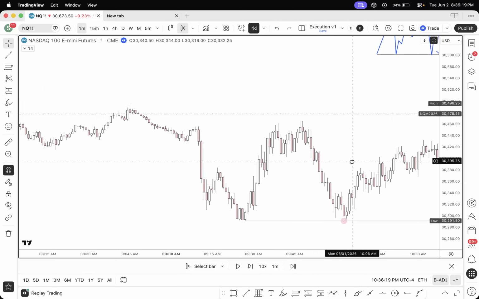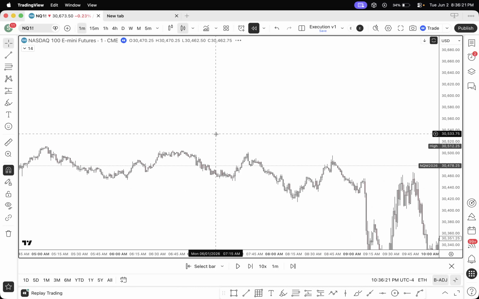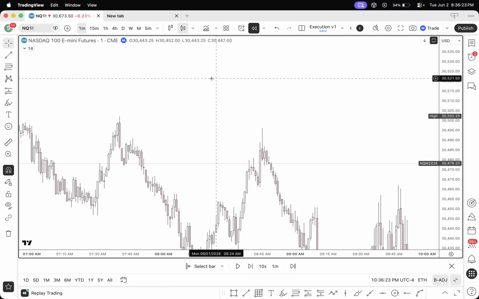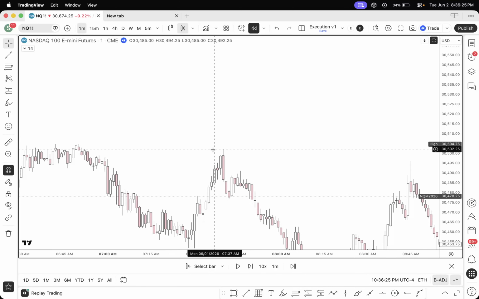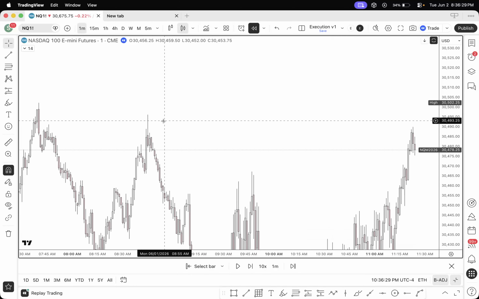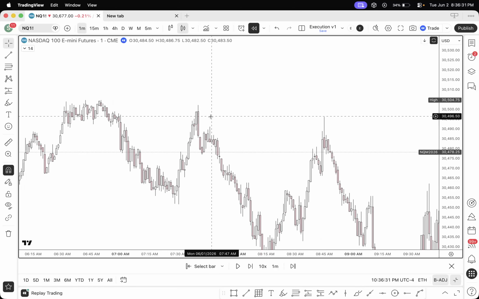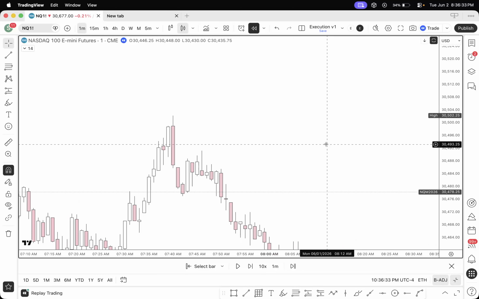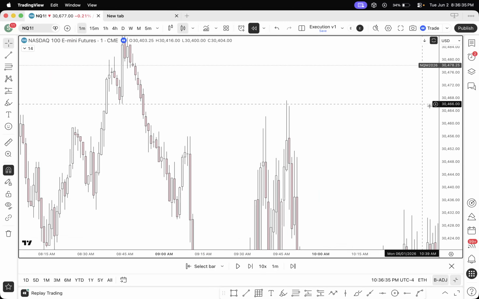Sometimes price never taps into the level, right? Like right here, price never tapped into this level. It didn't tap into it yet. But just practice drawing those lines and identify whether there's support or resistance, right?